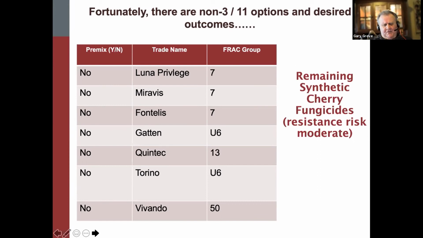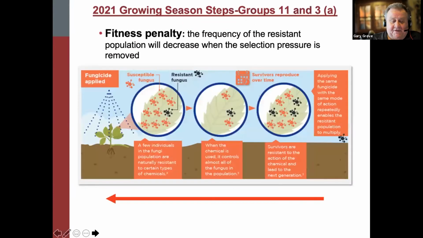Then some of the newer chemistries, Gatten, Torino, and Vivando. Again, these are good mildew compounds, and Quintec is still available. So we still have options. Now, one of the recommendations in other areas where they've had problems with group 3 and group 11 fungicide resistance has to do with what's called a fitness penalty.